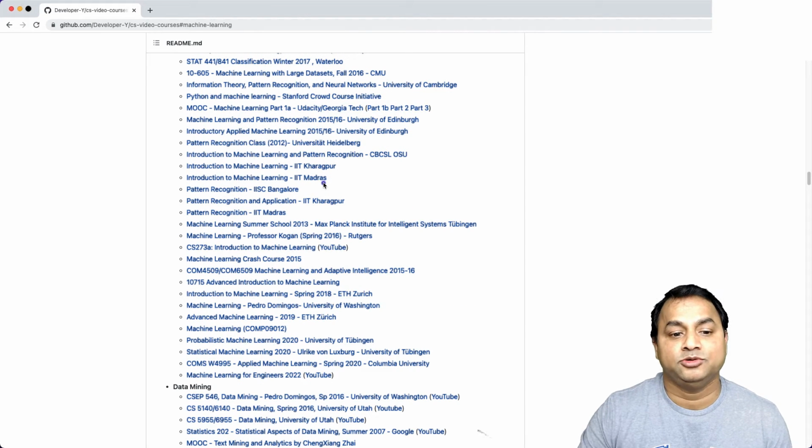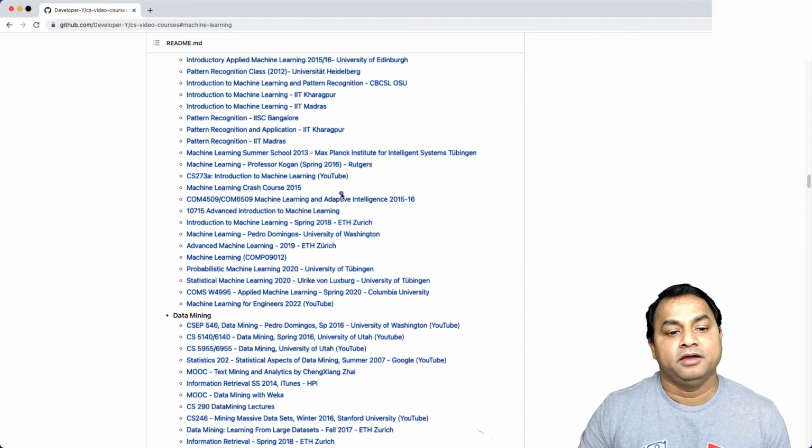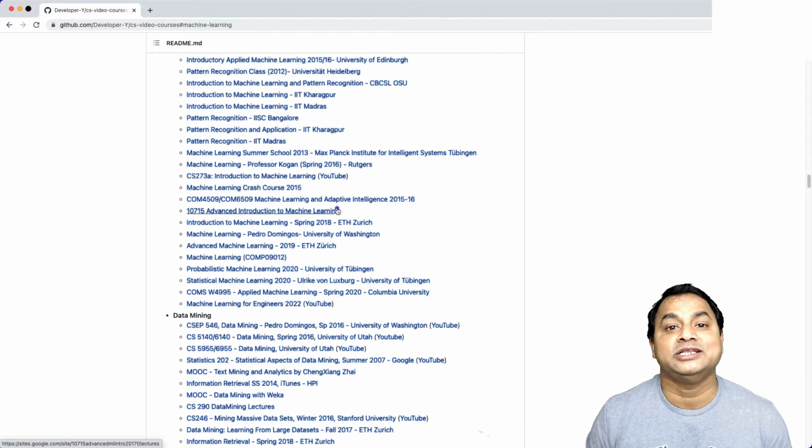If you are from India, you can see that IIT Kharagpur, IIT Madras is also providing, and then IISc Bangalore as well. We have many courses. There are a total of 53 free resources available.